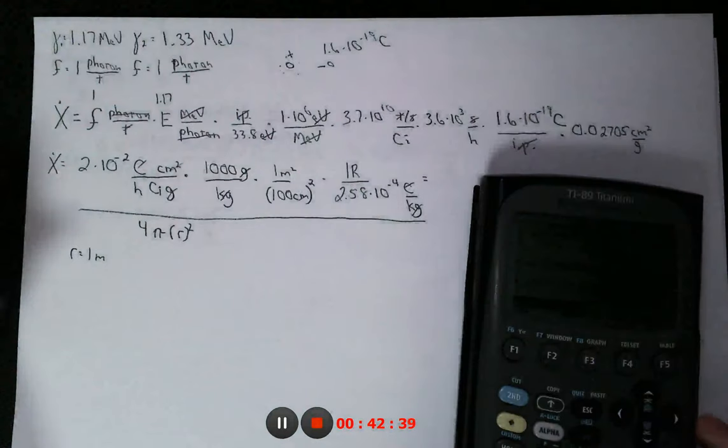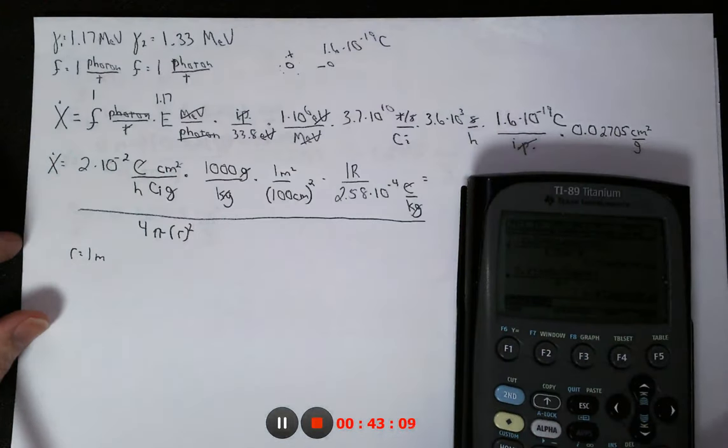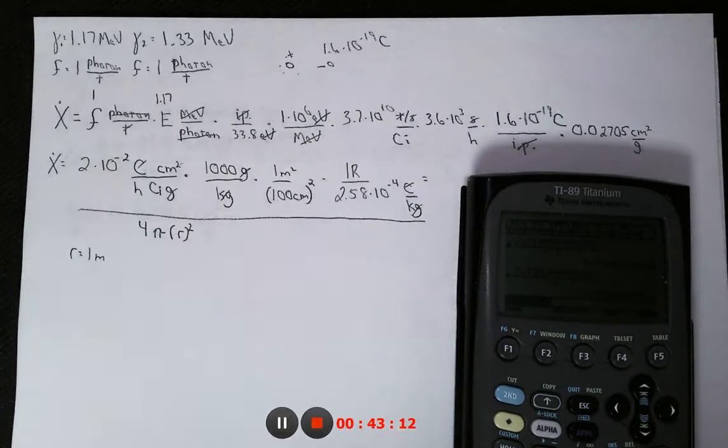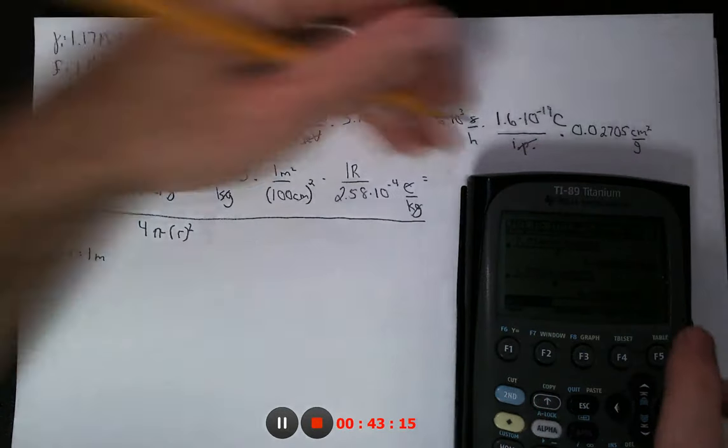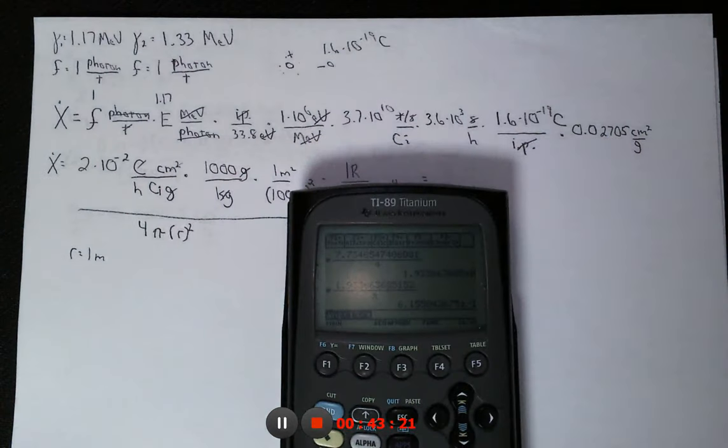Alright, so let's crunch these right here. So, times 1,000, divided by 100 squared, divided by 2.58e to the negative 4, divided by 4, divided by pi. So we end up with, as you can see, 0.6155.